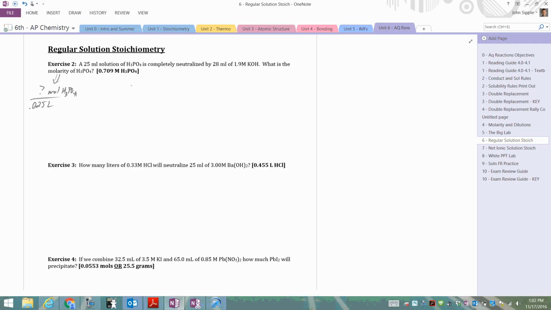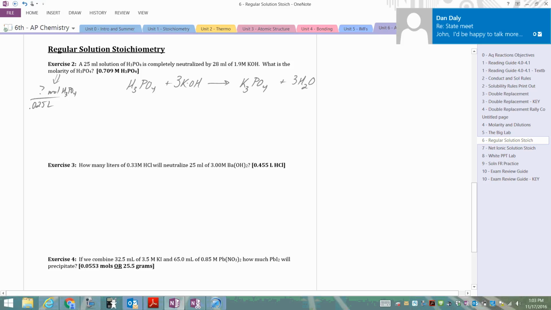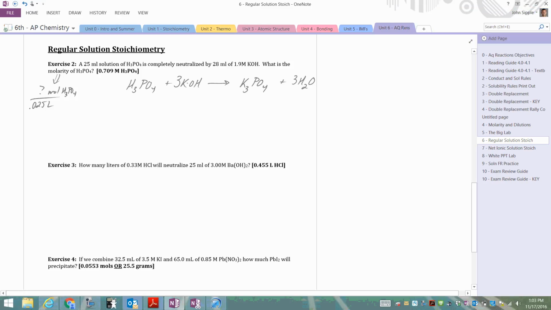Wait, no. Did you do M1V1 equals M2V2? No. I'll show you in 1 second after we write this balanced equation. Yes, it is the ratio. Okay. So when you do this, you would like to think you could do M1V1 equals M2V2, but the ratio is not 1 to 1. Okay, so it's 3 to 1.